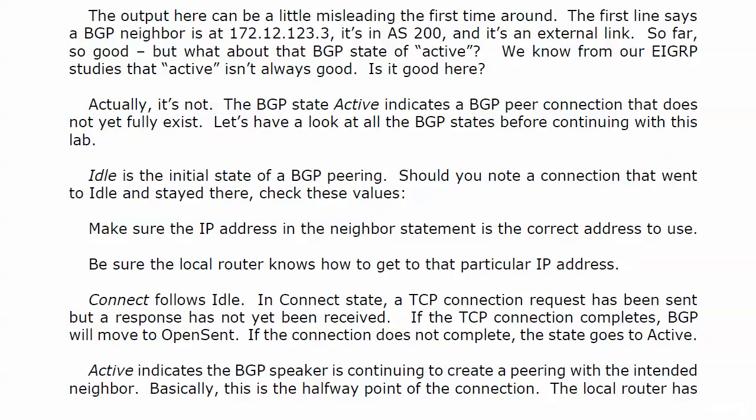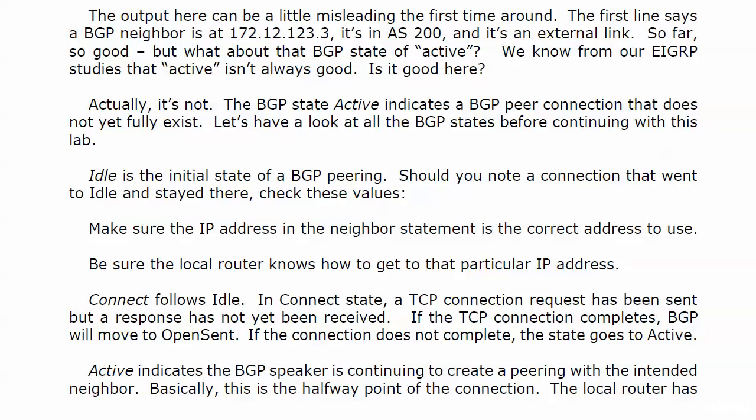Now connect follows idle. In connect state, a TCP connection request has been sent, but a response has not yet been received. If the TCP connection completes, BGP will move to what we call open sent. If the connection does not complete, the state goes to active, and that's where we are right now. You'll only see connect if you happen to run show IP BGP neighbor at the right time. It's not going to stay in connect state. It might go to idle and stay there for the reasons we talked about, and it might go to active and stay there, because we're seeing that right now.